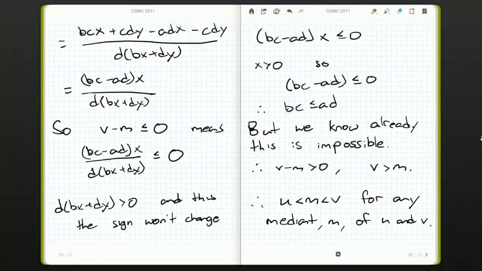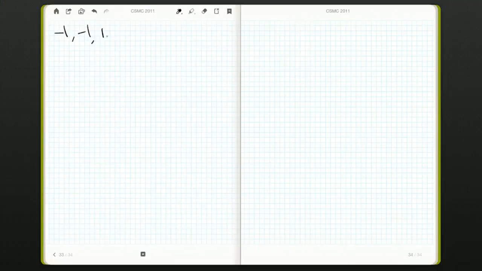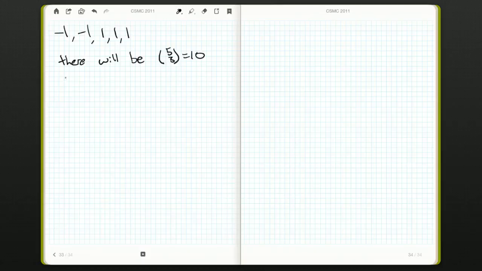So we grab ourselves a new piece of paper. So our sequence was -1, -1, positive 1, positive 1, positive 1. Okay. So like I said, there will be 10 possible products. For any sequence you would have n choose 3, but we have specifically 5 numbers, so it's 5 choose 3.